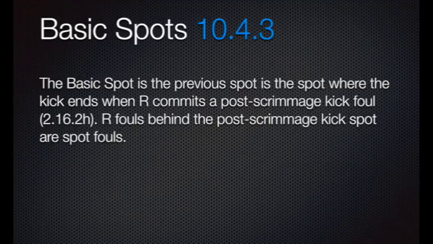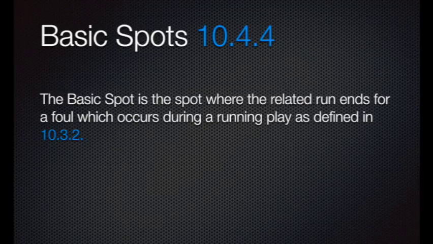The basic spot is a previous spot for loose ball plays and for fouls that occur at the snap, just like we said. Now let's look at 10.4.3, and this is the basic spot, is the previous spot where the kick ends when R commits a PSK foul or post-scrimmage kick fouls. This is in 2.16.2H. R fouls behind this post-scrimmage kick spot are spot fouls. And then 10.4.4, the basic spot is where the related run ends for a foul which occurs during a running play as defined in 10.3.2.